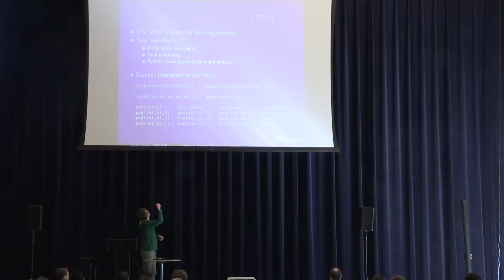And this is real, true ASP code. I'm not cheating on you. You can copy and paste this and give it to the machine, right? And those of you who know Prolog, or who know more or less how this works, will be familiar with this format. Then you have here the initial situation: x1 to x5 are true at time point 0. In the goal, x4 and x5 must be true. And you have these 4 actions here.